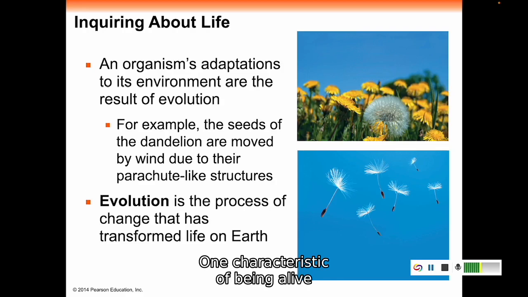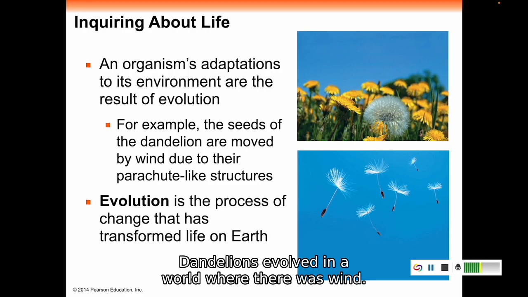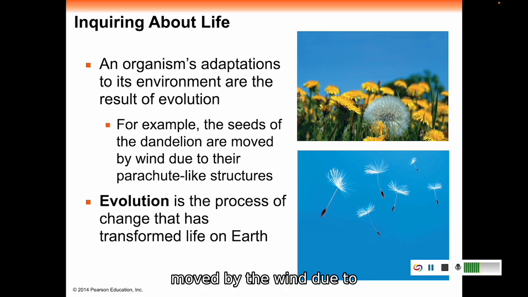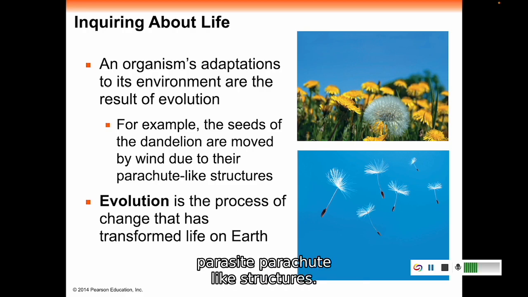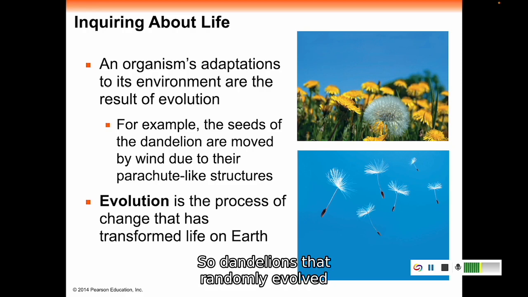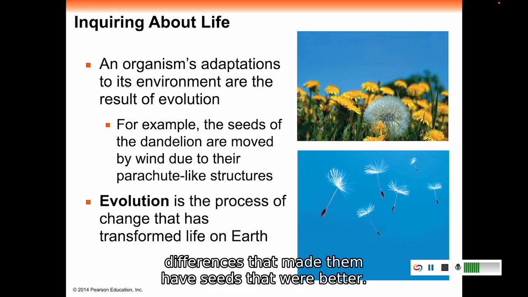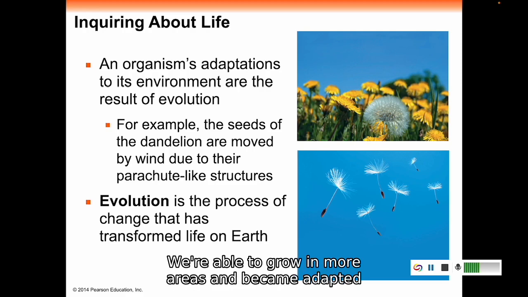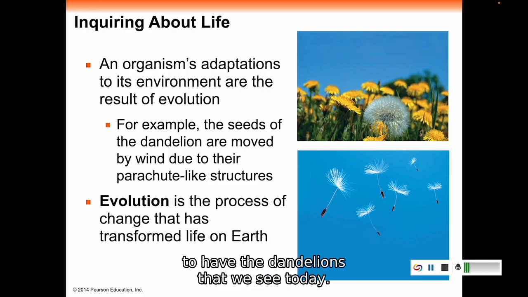One characteristic of being alive is being able to adapt to the environment. One example would be a dandelion. Dandelions evolved in a world where there was wind, and they had seeds that are moved by the wind due to parachute-like structures, in this bottom picture here. So dandelions that randomly evolved differences that made them have seeds that were better parachutes were able to spread their seeds further, were able to grow in more areas, and became adapted to have the dandelions that we see today.